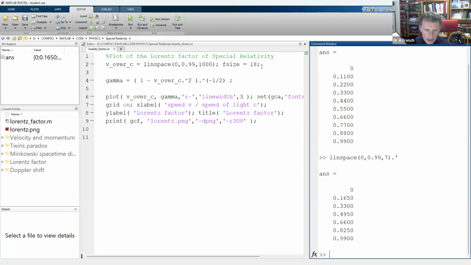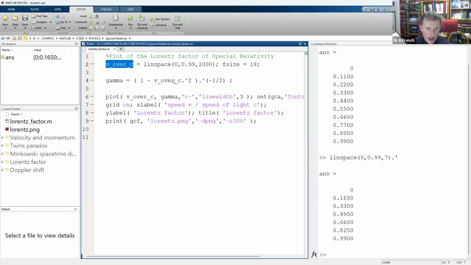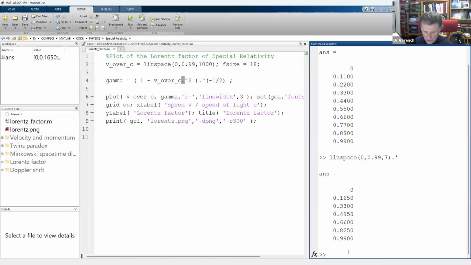I'm now going to define my font size. Then I'm going to define gamma, which is 1 minus V over C, but I'm also going to square it. Square is hat 2, and I need a dot here because this is an array. If I do the answer dot hat squared, that squares every element of this.